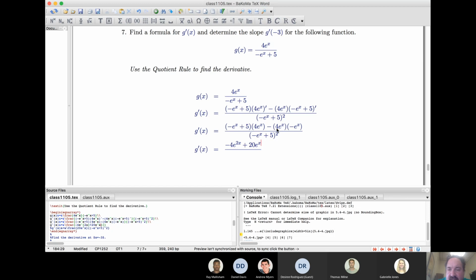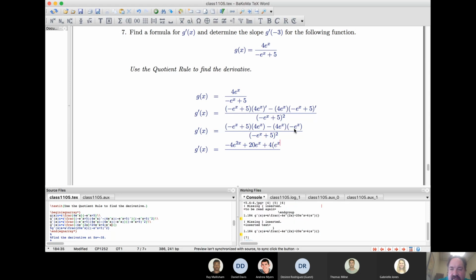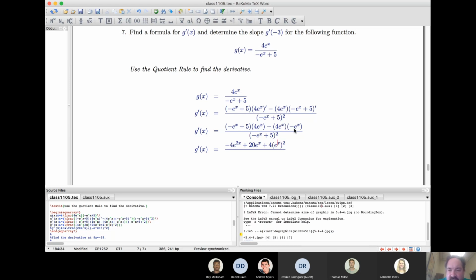And then over here, same thing. I have minus a -4, so plus 4, e to the x times e to the x. You can think of it as e to the x squared also, but here too you would multiply these exponents, and that would give you, again, e to the 2x all over the same denominator squared. We're not doing anything with that.